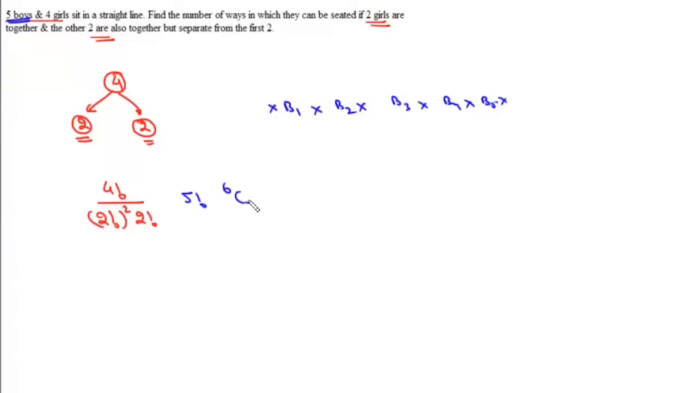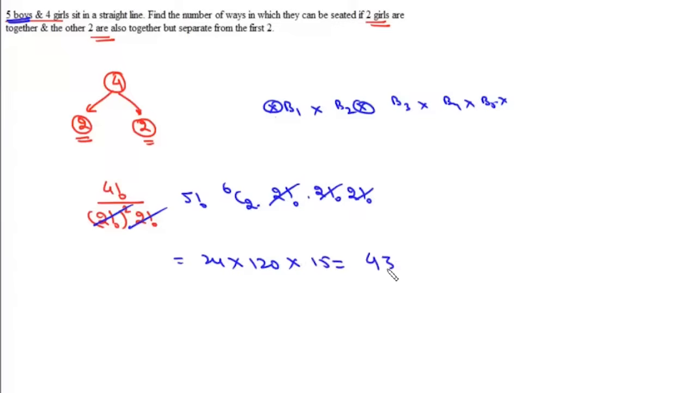So it can be done 6C2 ways. Now once we have selected 2 gaps, in 2 gaps we can arrange these 2 groups in factorial 2 ways, and in each group we can arrange these 2 girls in factorial 2 ways. So total number of ways will be, this factorial 2 will cancel, factorial 4 is 24, factorial 5 is 120, and 6C2 is 15. So it will be 43200, and that is the answer to this question.